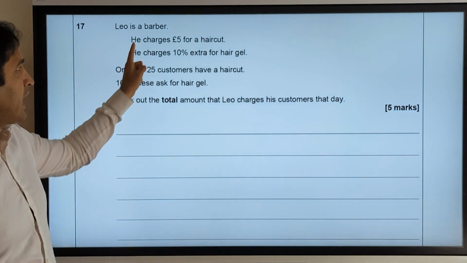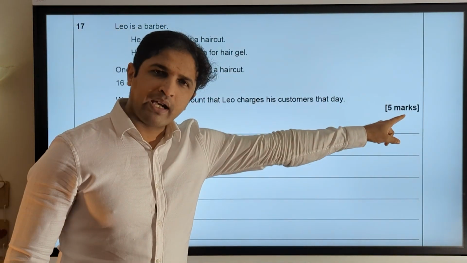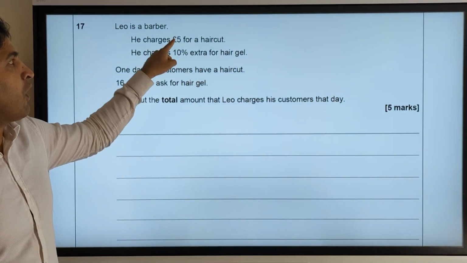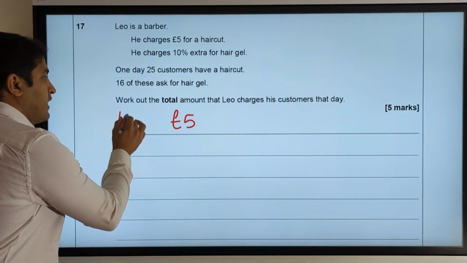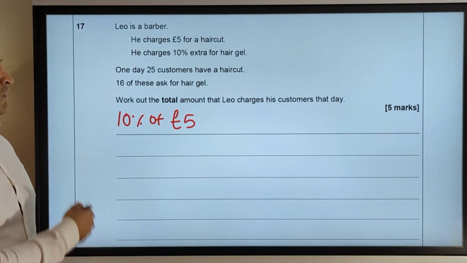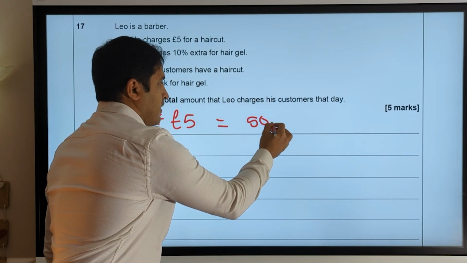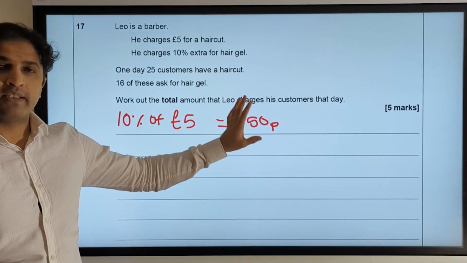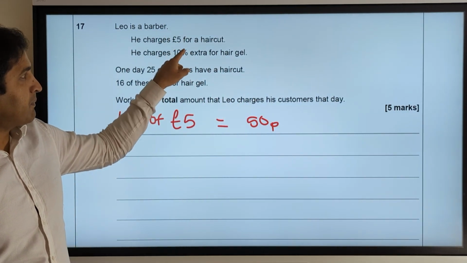Okay, so we can work out, £5 first, work out what 10% is. It's a 5-mark question for really straightforward work. So we're working out 10% of £5. Divide 5 by 10, which gives you 50p. So 10% of £5 is 50p. That's one of the things you need to know. And now that's 10% extra.